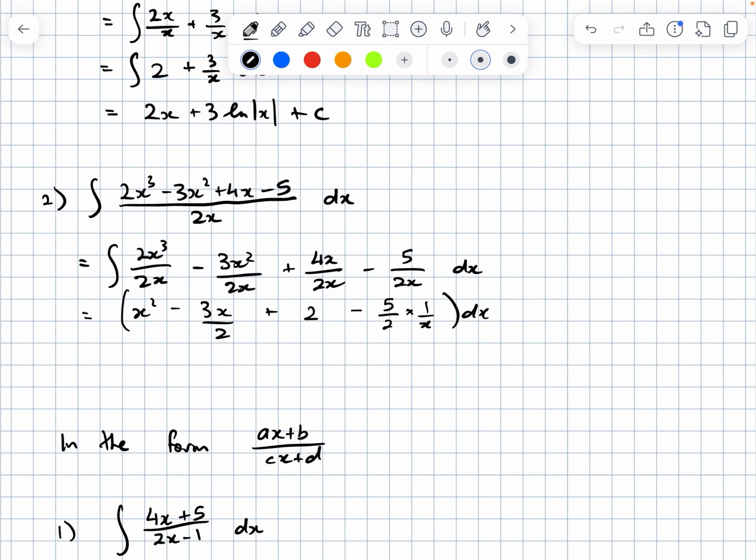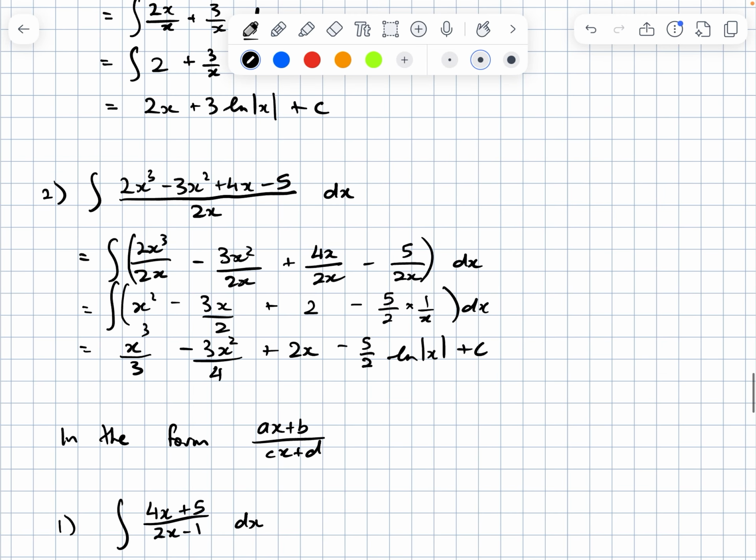Technically they should be in brackets, but not so important. Equals, now we can integrate. That's x cubed over 3, minus 3x squared over, and dividing by 2, we get 2 times 2 on the bottom, which is 4, plus 2x, minus 5 over 2 ln x plus c. So when you're in this form, nothing too special. Split the numerator up and simplify and then integrate.